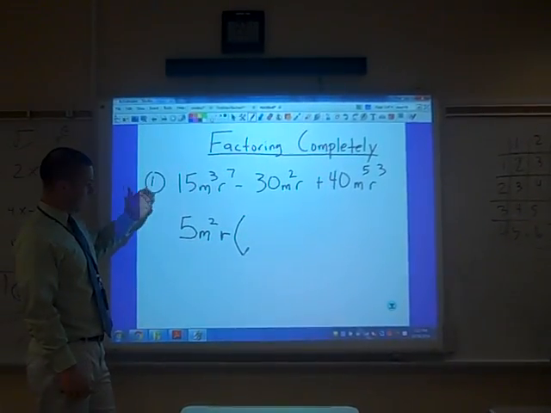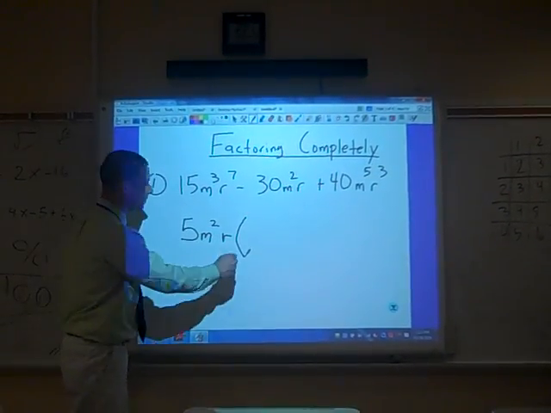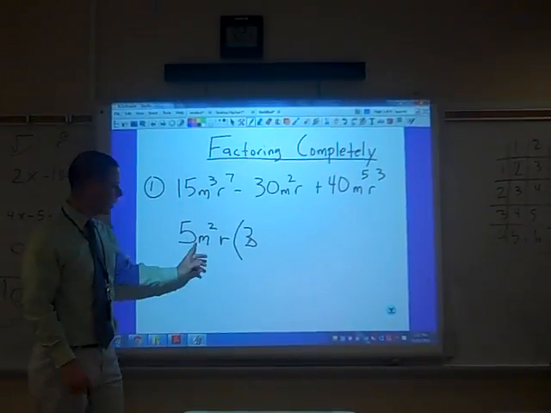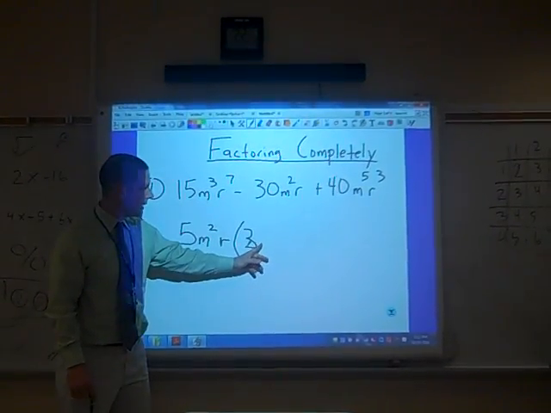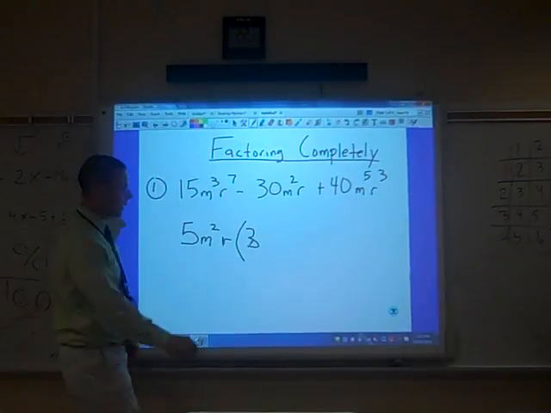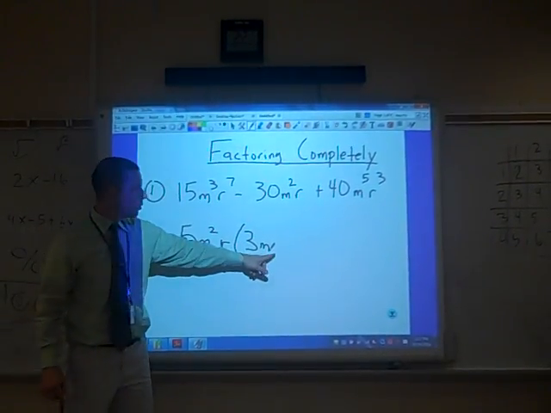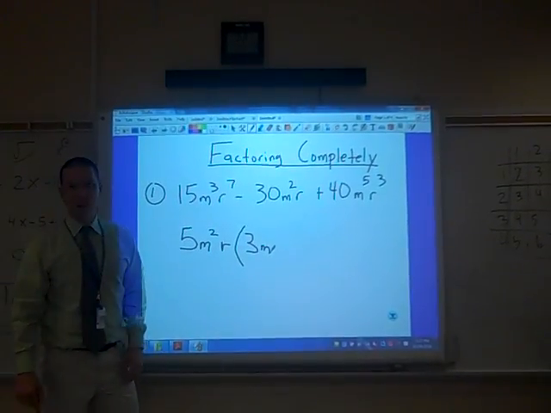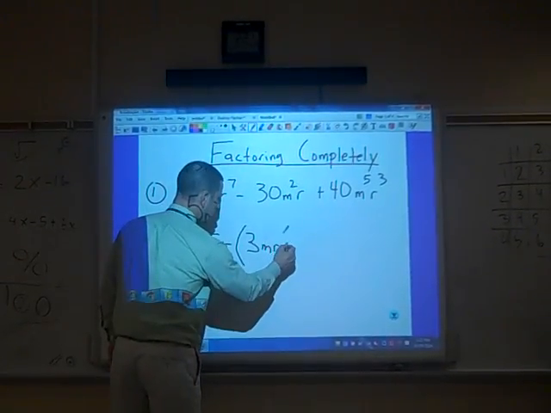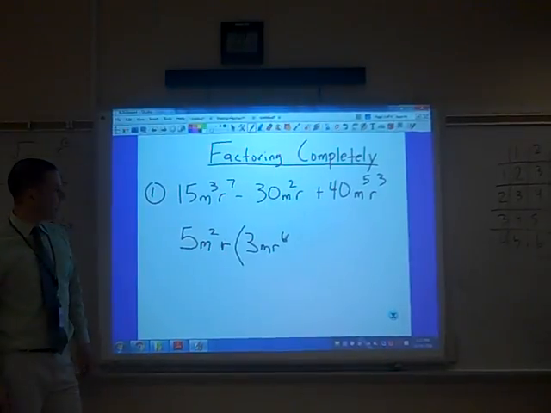So 5 times what gives us 15? 3. m squared times what gives us m cubed? That would be m to the 1st, we'll just write m. And r times what would give us r to the 7th? That would be r to the 6th. Alright, moving on to the next term.